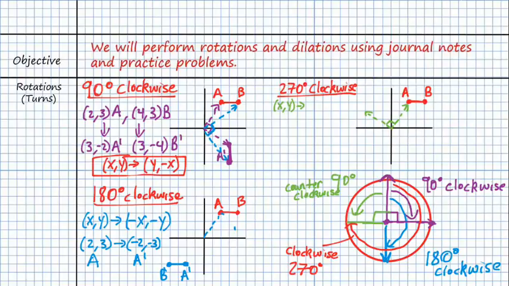There's a nice 90-degree angle, and it looks like A prime is going to plot right here. It looks like A prime's coordinates are going to be negative 3, positive 2. Or, in other words, I can say negative y, and then x. And so we can actually write out that proof.